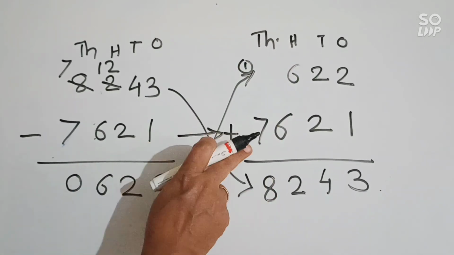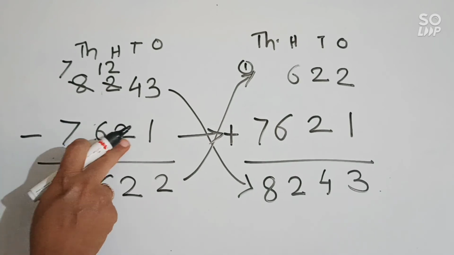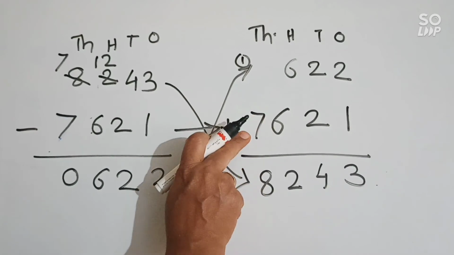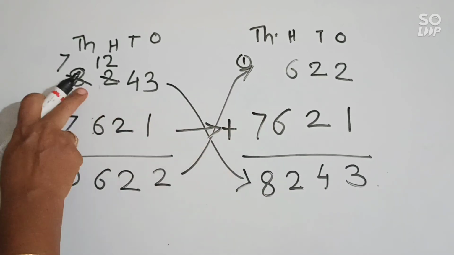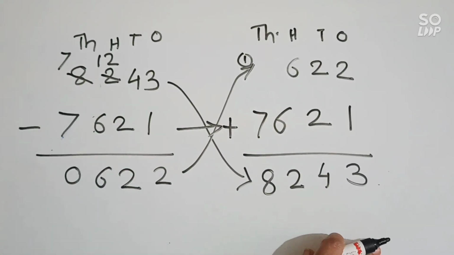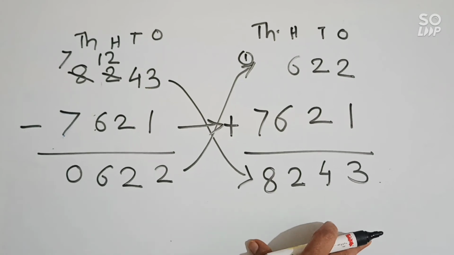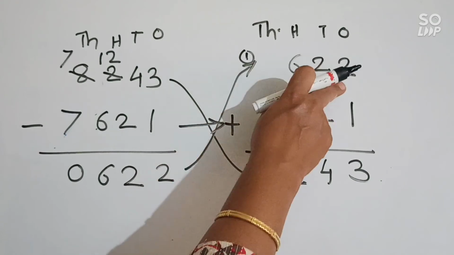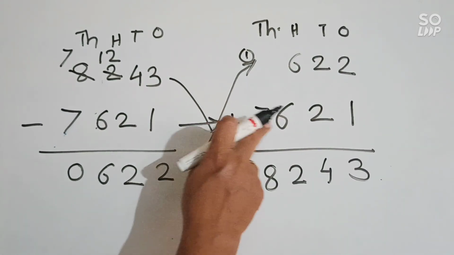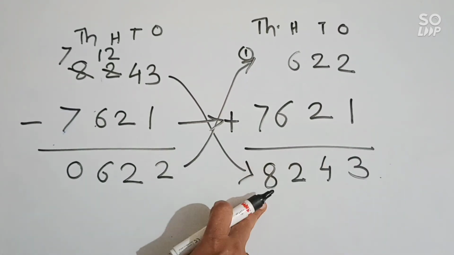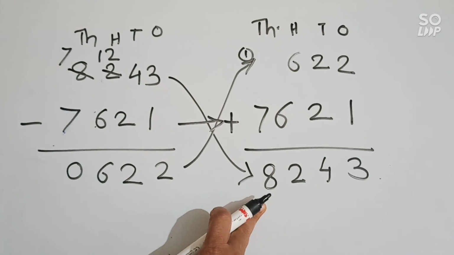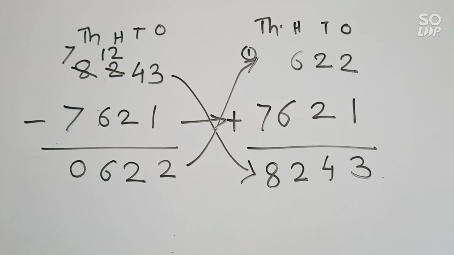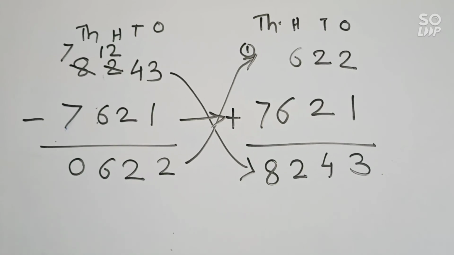Okay, means what? If we add 622 to 7621, we will get 8243. So what must be added? 622 must be added to 7621. Then we get 8243. Okay children, number 6 you have to do like this.